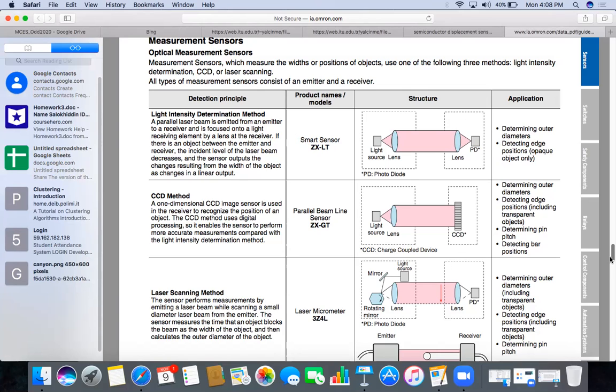CCD method. A one-dimensional CCD image sensor is used in the receiver to recognize the position of an object. The CCD method uses digital processing, so it enables the sensor to perform more accurate measurements compared with the light intensity determination method. Laser scanning method. The sensor performs measurement by emitting a laser beam while scanning a small diameter laser beam from the emitter. The sensor measures the time that an object blocks the beam as the width of the object and then calculates the outer diameter of the object.